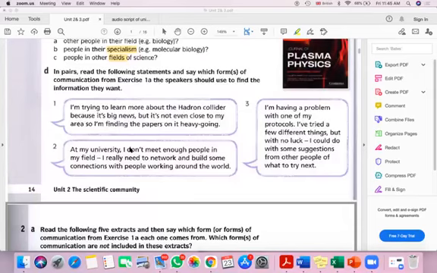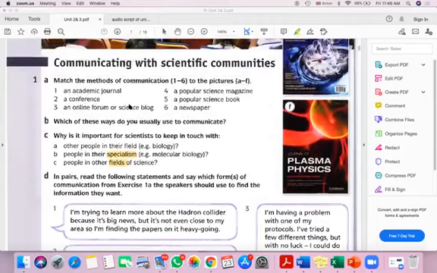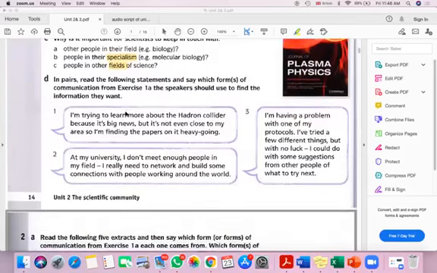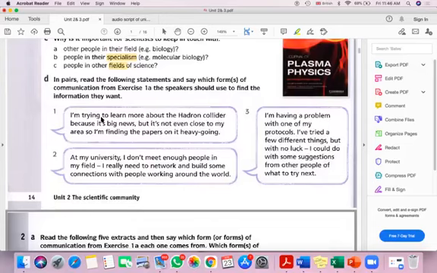Let's move to number D. In pairs, read the following statements and say which form or forms of communication from exercise 1E the speakers should use to find the information they want. Here, we will read these statements and we will say the speaker should, for example, see an academic journal, visit a conference, or visit an online forum, and so on. The important part here is the vocabulary.